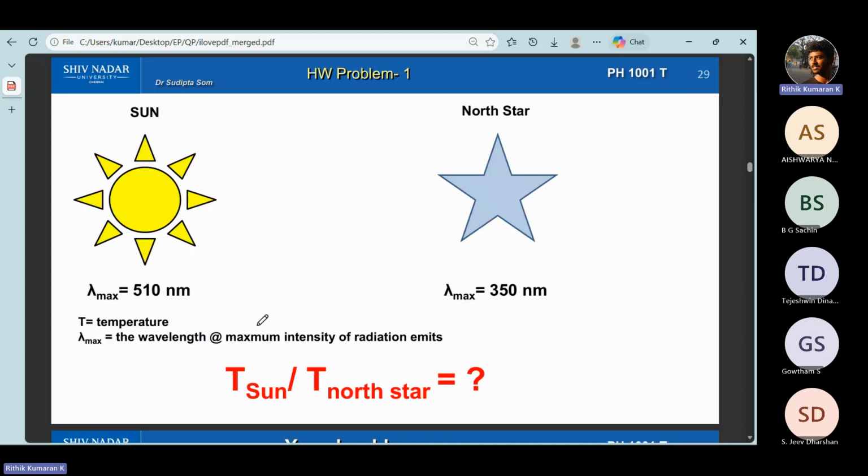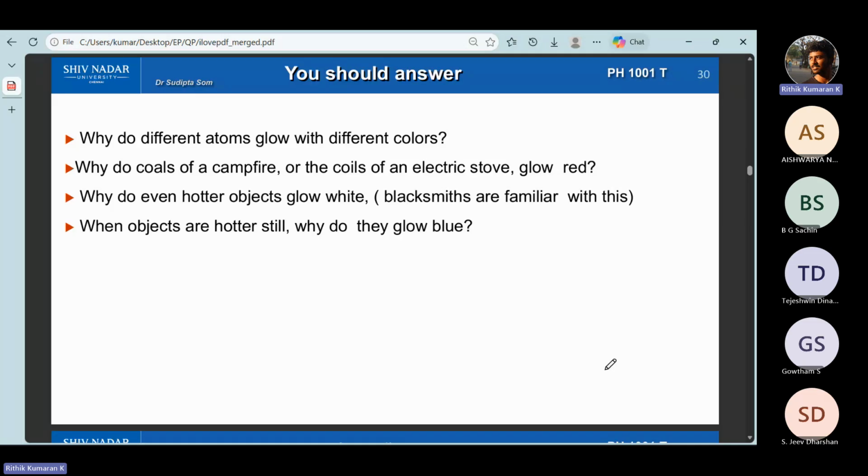So here comes this formula. Using Wien's displacement law, you could say that the temperature is inversely proportional to wavelength. So this simply becomes equal to the wavelength of the North Star divided by the wavelength of the sun. So you can just substitute the values and calculate. For all these 4 questions, the answer is the frequency, wavelength, and temperature relation.